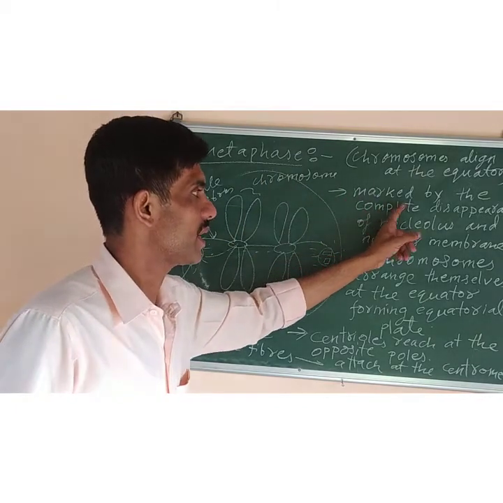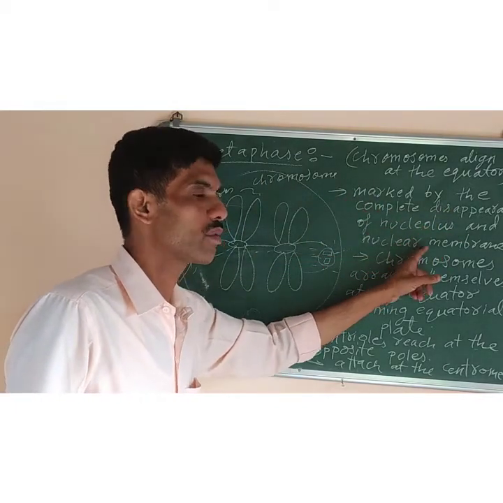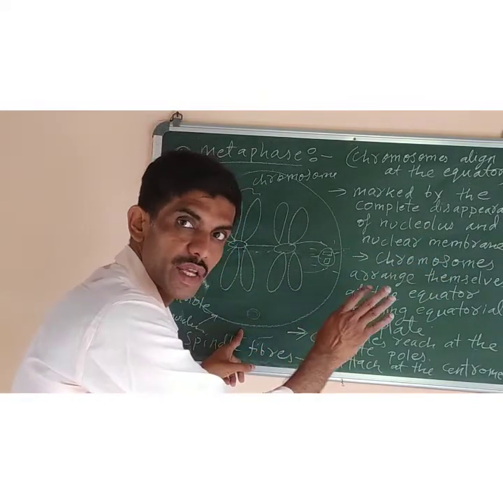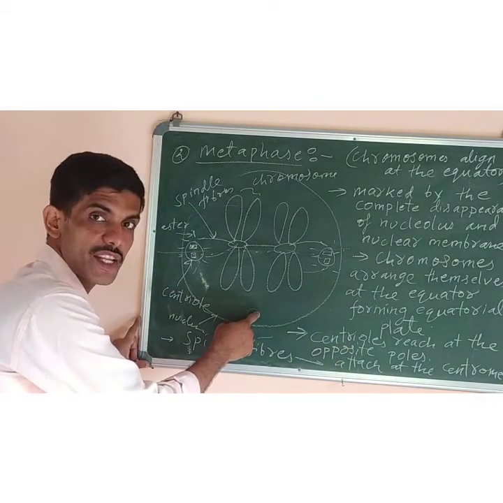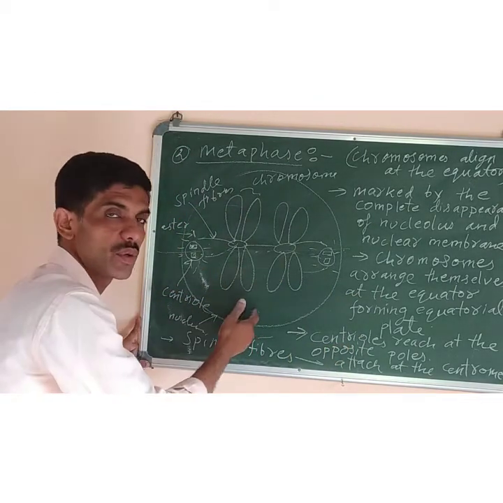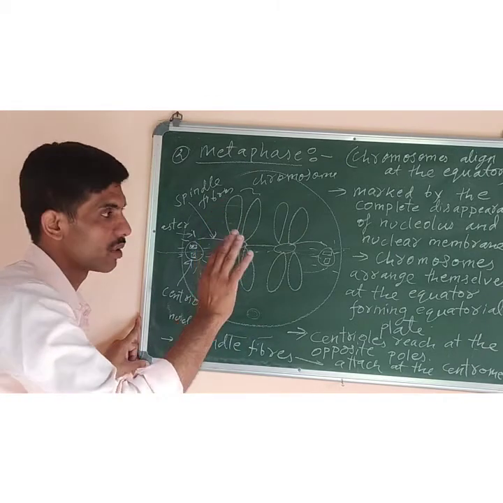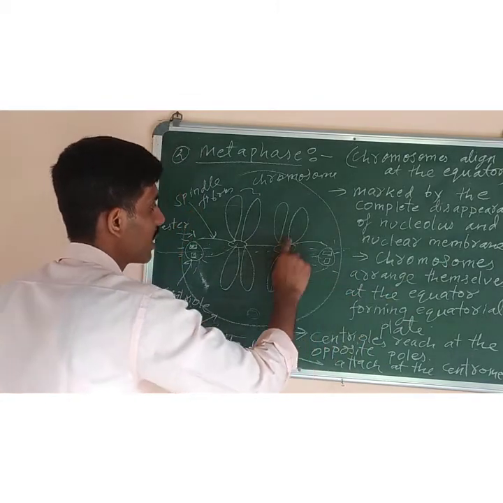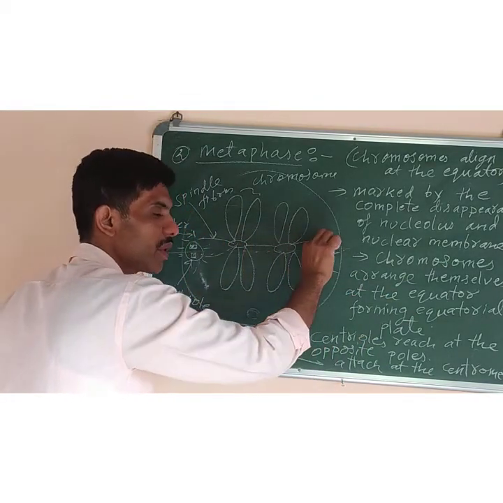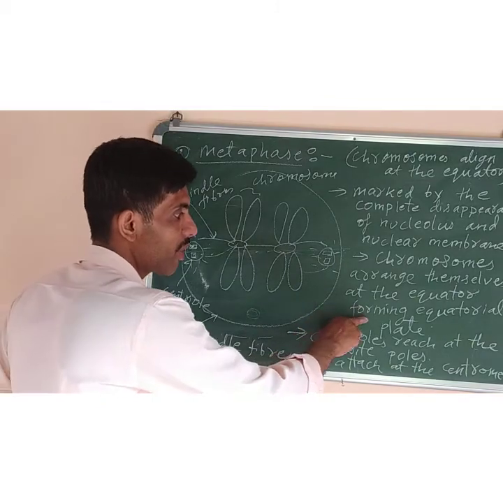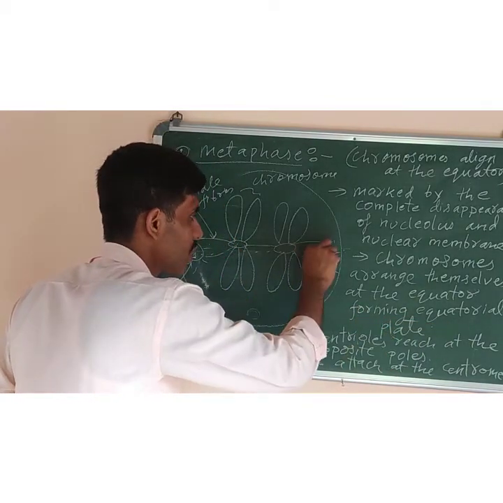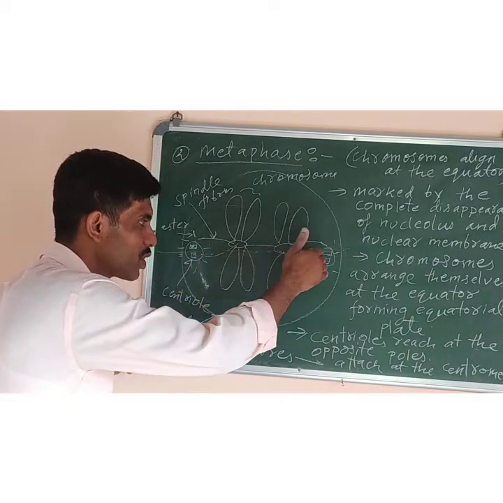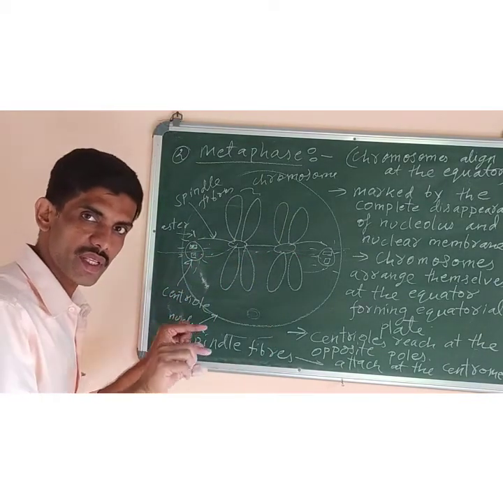It is marked by complete disappearance of nucleolus and nuclear membrane. Nuclear membrane which was present outside the nucleus has disappeared, and the nucleolus, the dense spherical body which was present inside this nucleus, has also disappeared. Number two, chromosomes arrange themselves at the equator. These chromosomes remain on the equatorial plate, and they form the equatorial plate. Equatorial plate means the part of the equator in which all the chromosomes arrange themselves in a line.